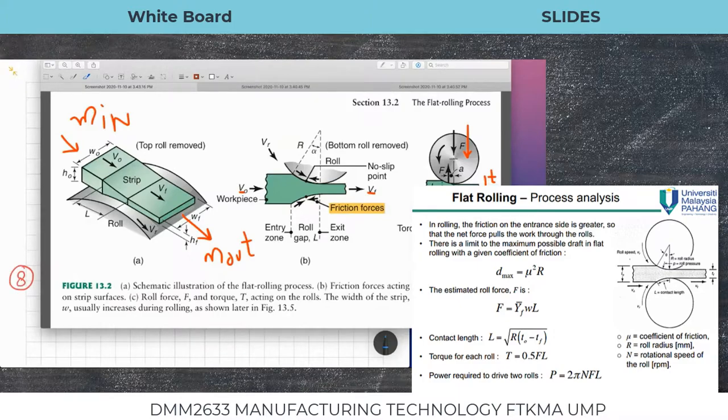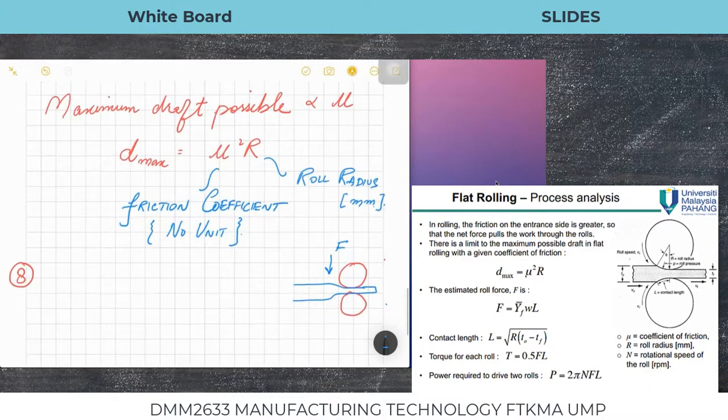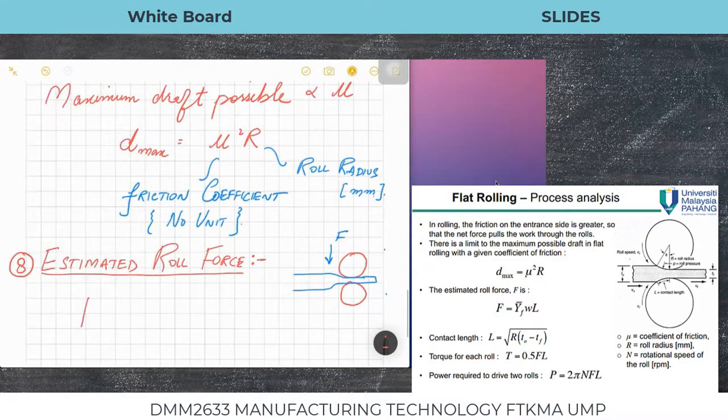Only then my thickness will be reduced. Okay. So what is the amount of roll force that I should apply? The estimated roll force we will calculate with the help of the average flow stress, because from stress we can get the value of force. So estimated roll force is denoted by capital F, okay?